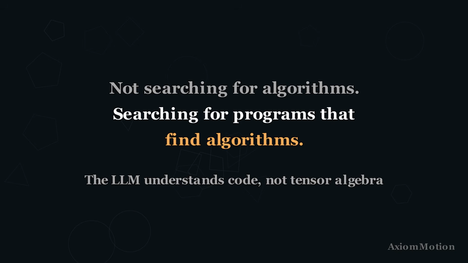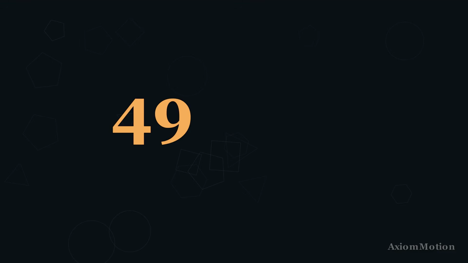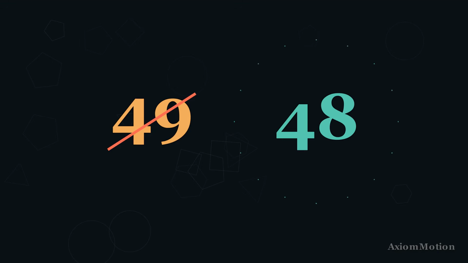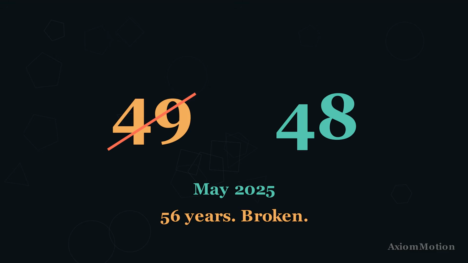The LLM does not understand tensor algebra. It understands code. And by evolving code, it explores a space that no human programmer would navigate. The result? AlphaEvolve discovered an algorithm that multiplies 4x4 complex-valued matrices using just 48 scalar multiplications. For the first time in 56 years, Strassen's record was broken.